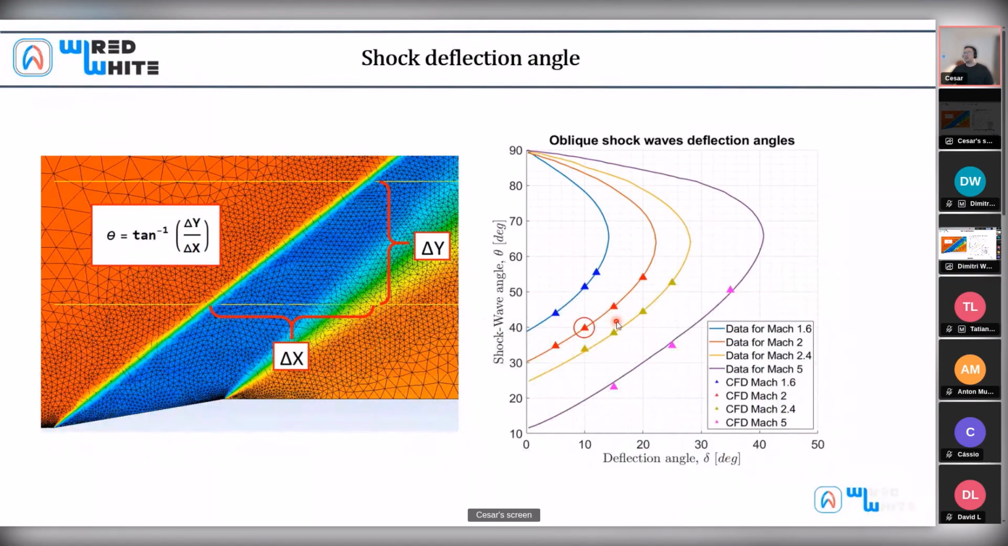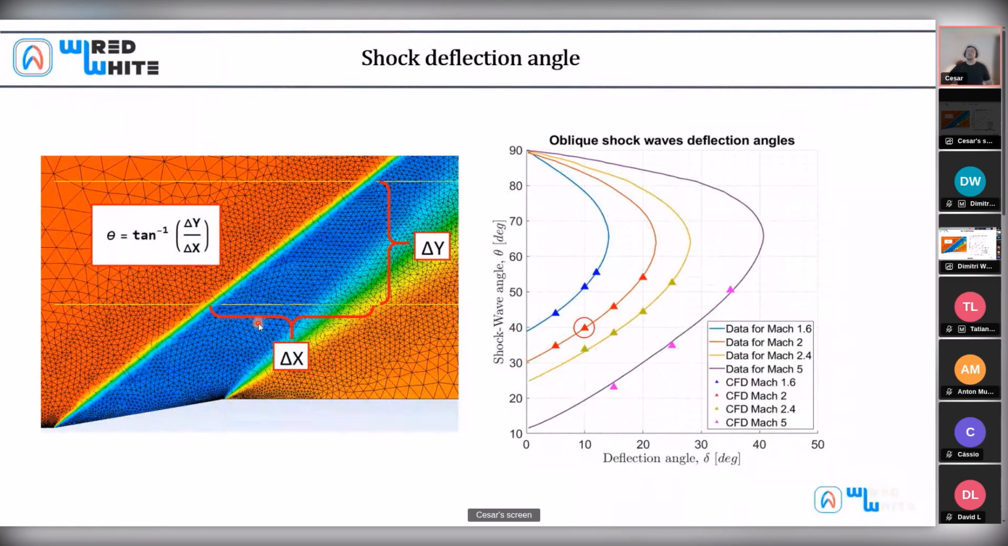And one thing that you might be wondering, if you have fully understood what we're talking about, is that there is a limit solution for each Mach number. For instance, for Mach 2, the maximum deflection angle that you can have is around 22 degrees. Why is this? Why can you not have a deflection angle of 30 degrees at Mach 2?